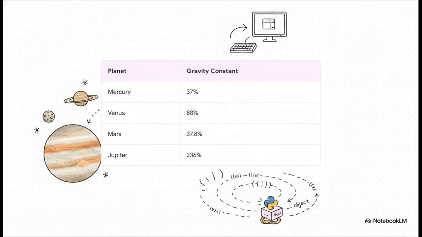Just look at these varying planetary constants. The physics change wildly depending on where you are. Mercury is at 37%, Venus is at 88%, and check out Jupiter. Because it's a massive gas giant, your weight would spike by 236%. We need our program to effortlessly pull these exact numbers based on whatever planet the user happens to type in.